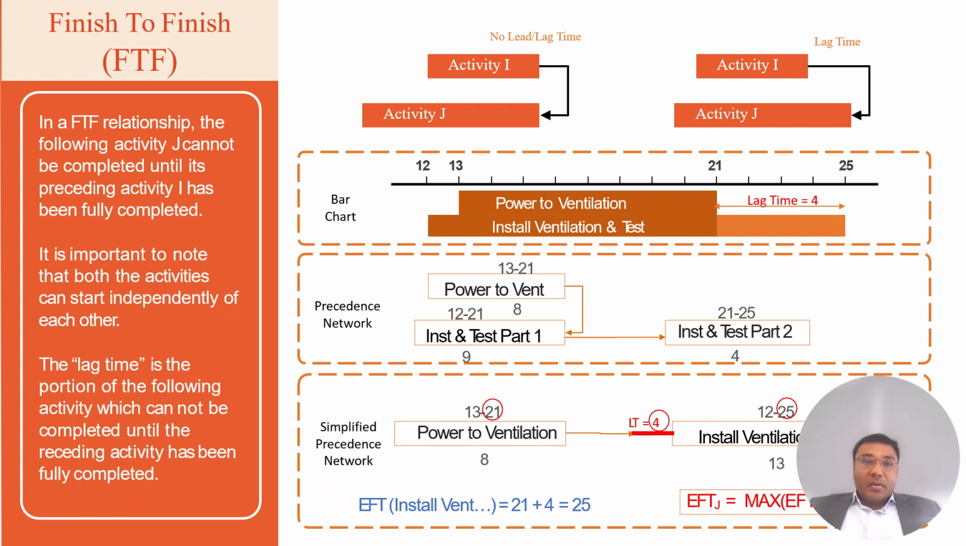Let's look at the other type, finish to finish. The finish of the successor depends on the finish of the predecessor, which is a fairly easy example. Look at the topmost picture there. Activity I and activity J finish at the same time with no lag or lead time. Activity J can also be finished after activity I with some lag time but should not have lead time. It cannot be finished before activity I because of the concept called finish to finish.